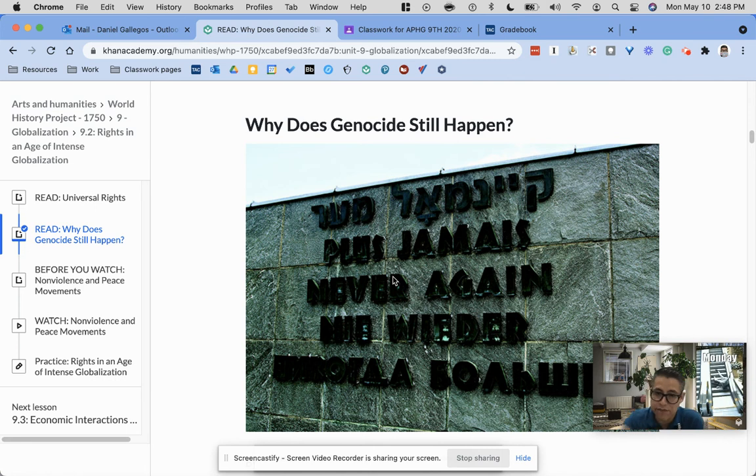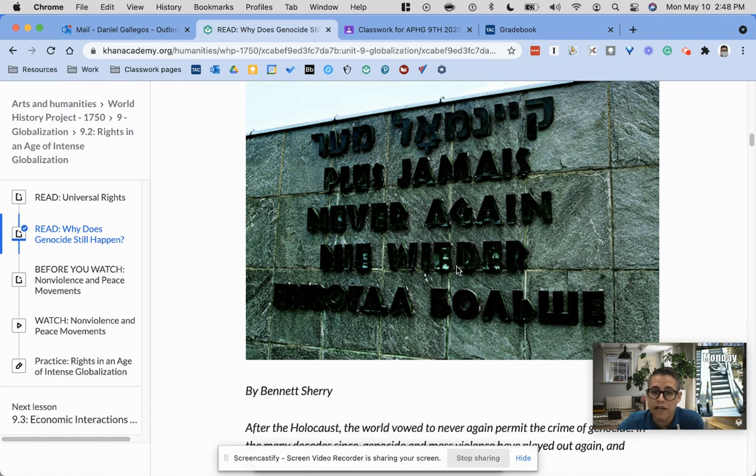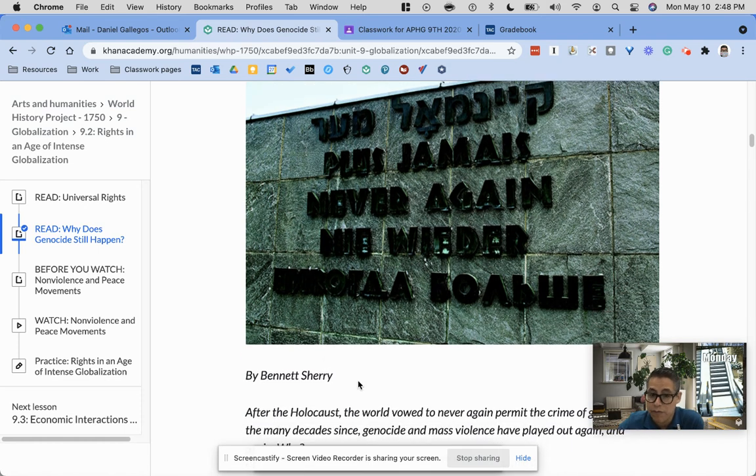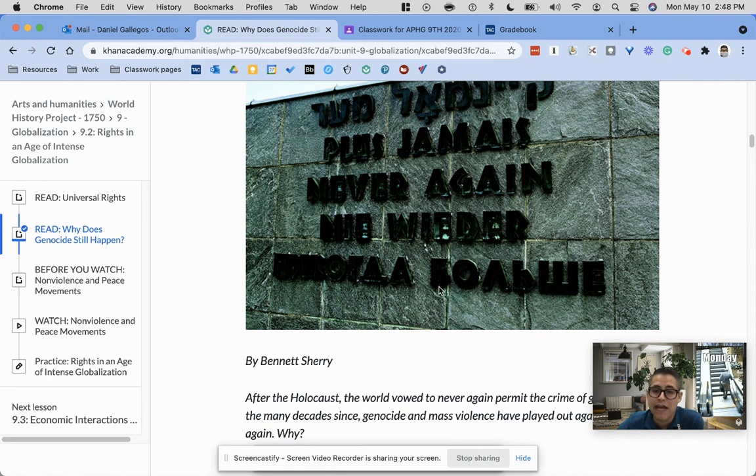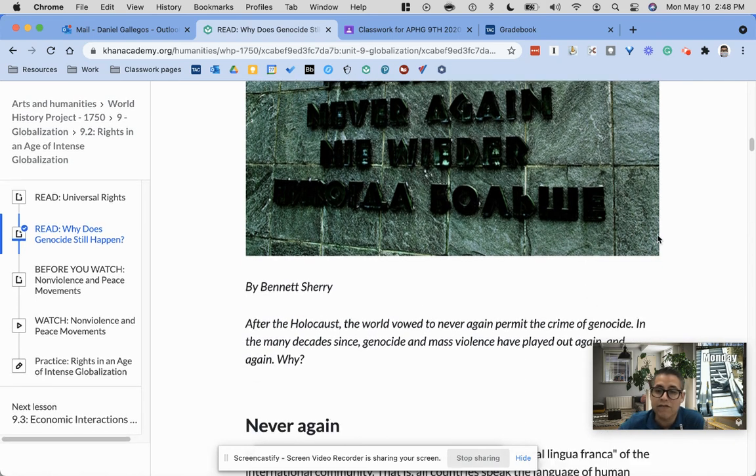Okay, so this is a photograph here of the Holocaust Memorial. Okay, and the caption here by Bennett Sherry says, after the Holocaust, the world vowed never again to permit the crime of genocide. In the many decades since, though, genocide and mass violence have played out again and again.